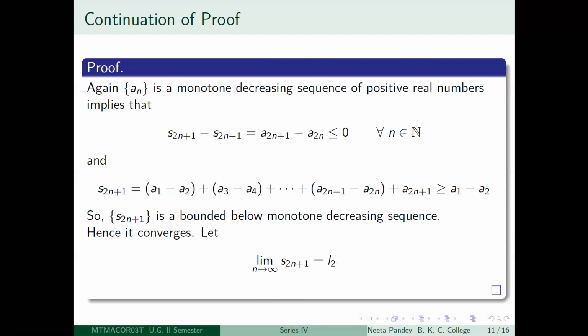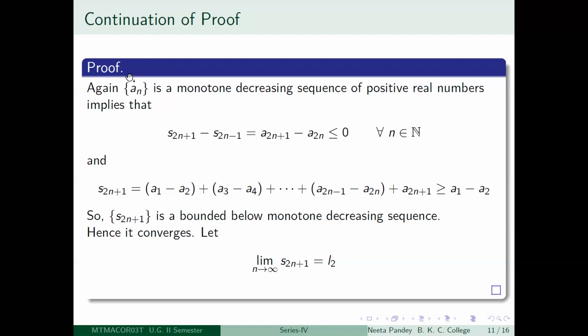Now what we will do? We will look at the odd terms of the sequence of partial sums. So again, we do the same calculation. We write down S2n plus 1 minus S2n minus 1. So from S2n plus 1, you are subtracting S2n minus 1, meaning till the 2n minus 1th terms. So you are left with the 2nth term and the 2n plus 1th term. The 2nth term has a minus in front of it. So you are left with A2n plus 1 minus A2n.